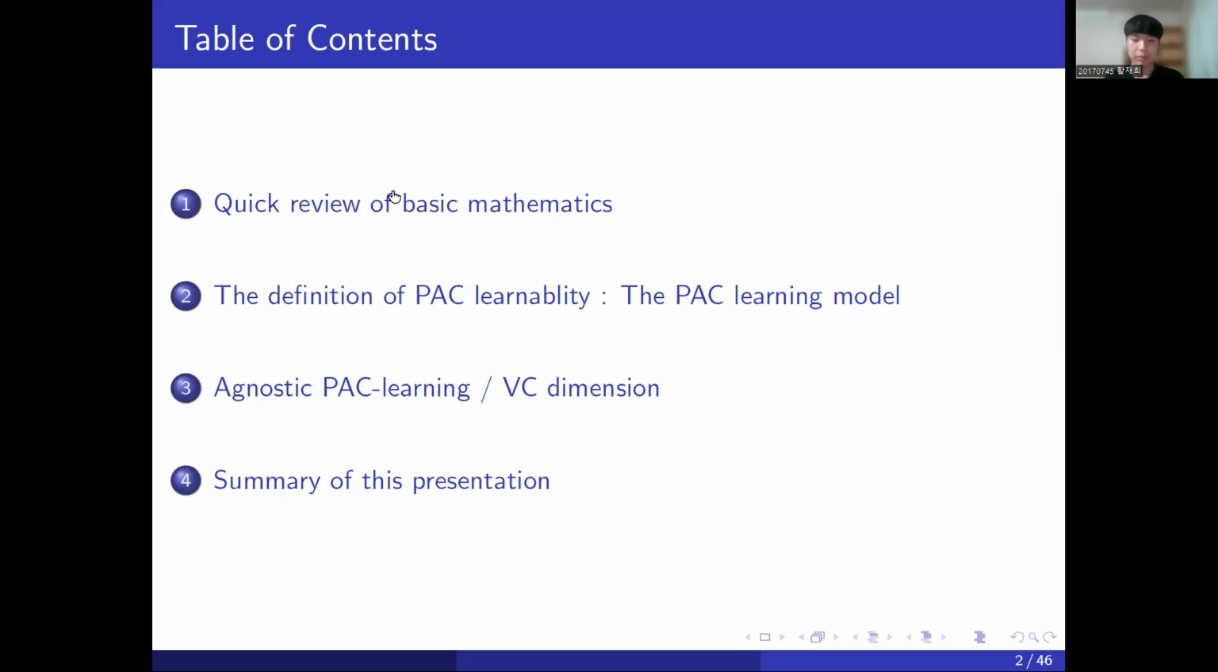This is the contents of my presentation. First, I will introduce some basic mathematics, which is required to understand the definition of PAC learnability. And second, I will introduce the definition of PAC learnability and some examples. And third, I will introduce the extension of PAC learnability and its relationship with VC dimension, which is one of the topics from previous presentations. And this is my final goal of this presentation. And finally, I will briefly summarize this presentation.